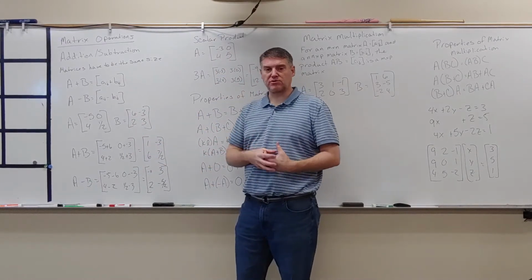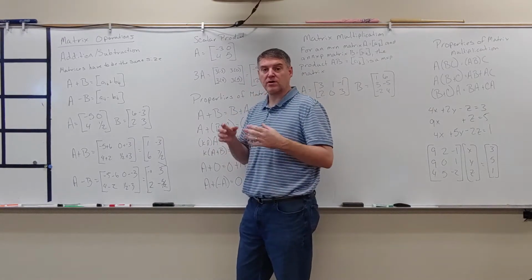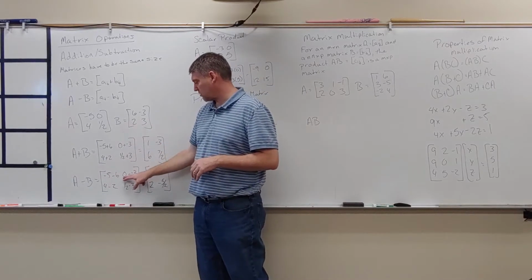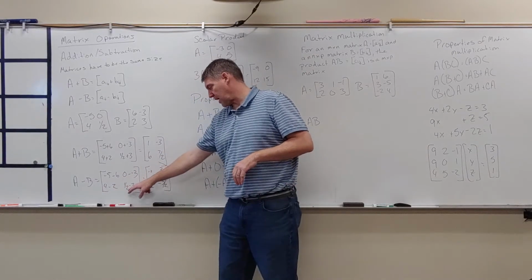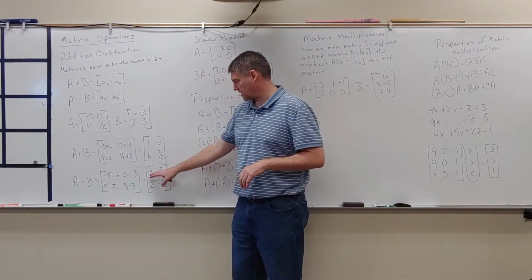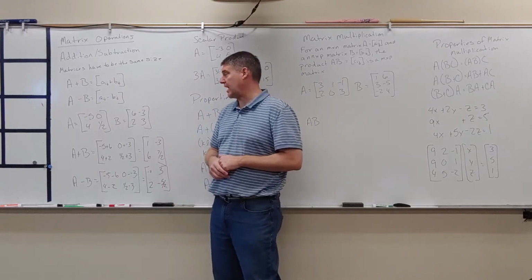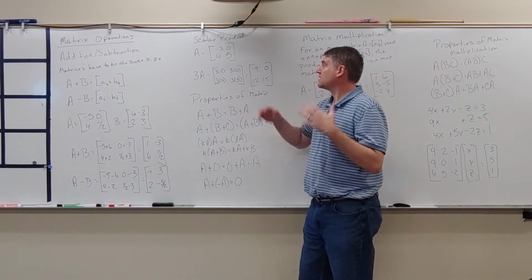Okay, and then when I'm subtracting, I subtract the elements from the same location. So -5 minus 6, 0 minus a -3, 4 minus 2, 1/2 minus 3, which gives me -11, positive 3, 2, -5 halves.